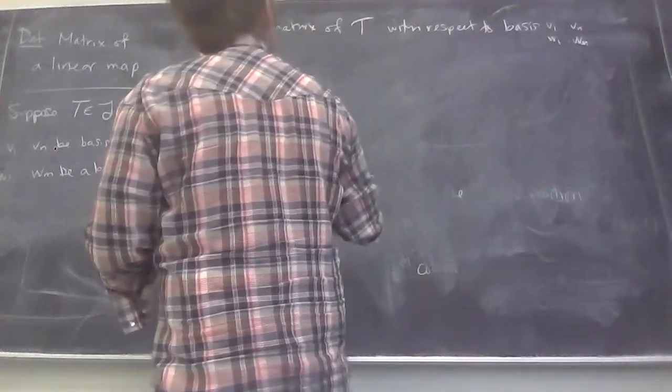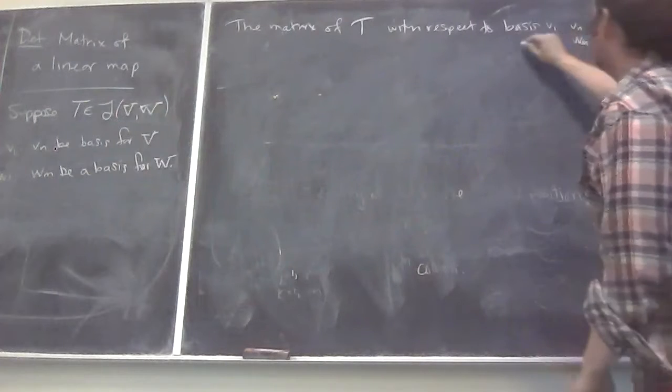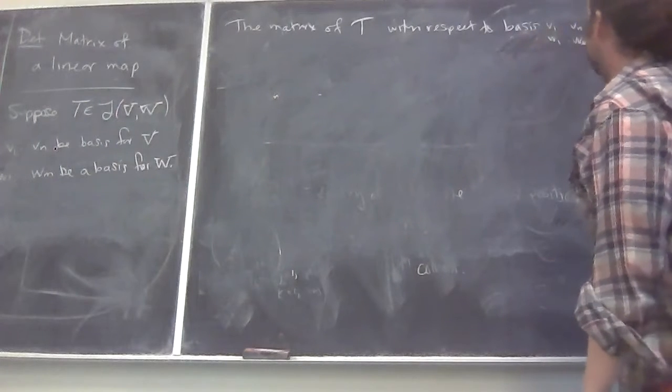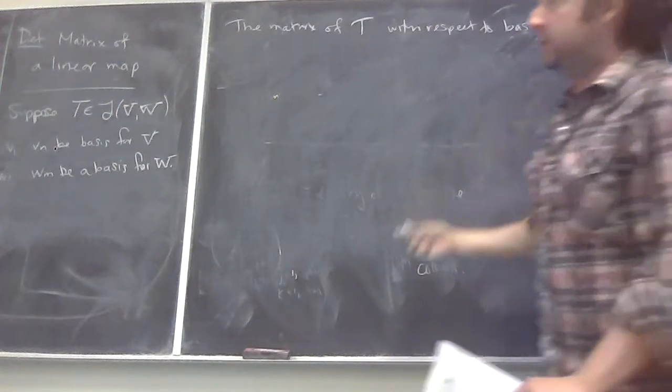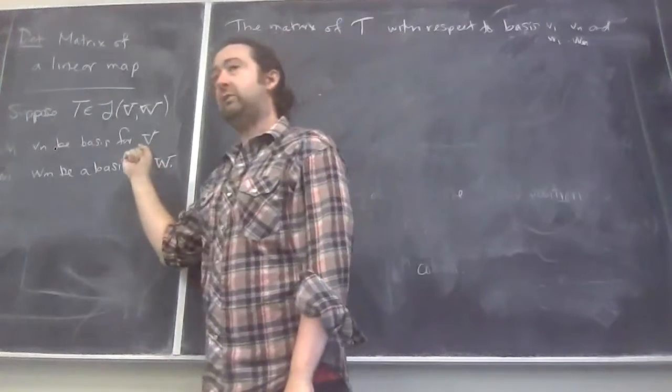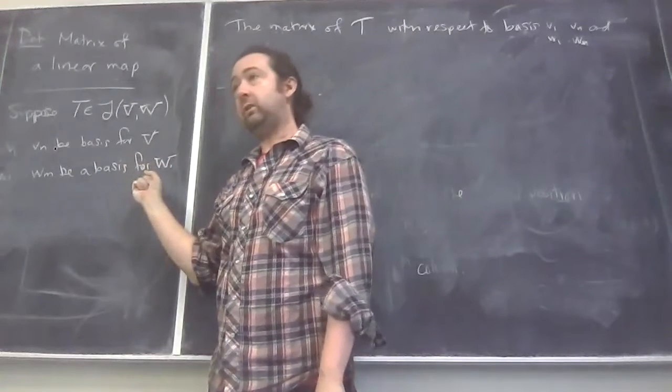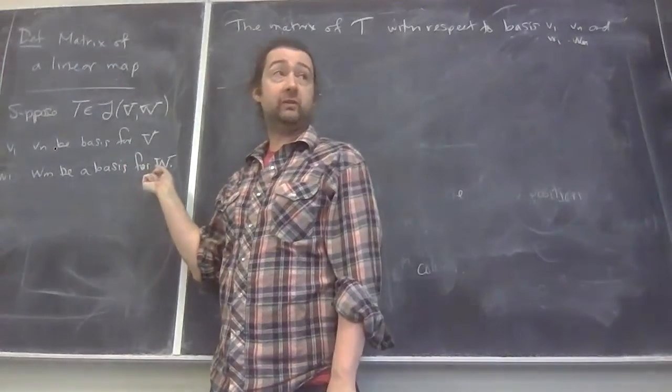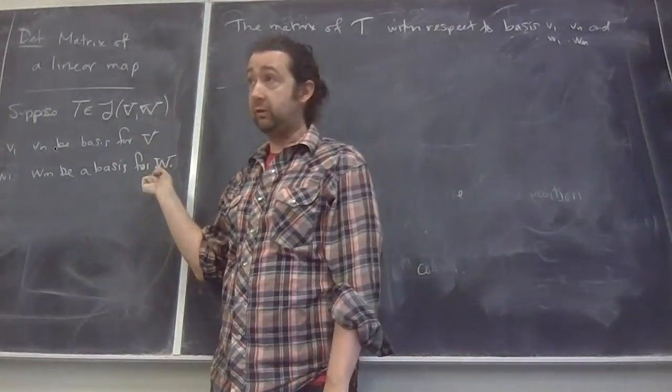Sorry, is that the basis of V1 to Vn and the basis of W? Yeah, it's like this basis and this basis. As soon as you write a basis for V down and you write a basis for W down, you're basically fixing a coordinate system. That's essentially what's going on here.